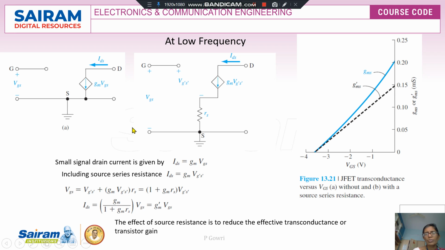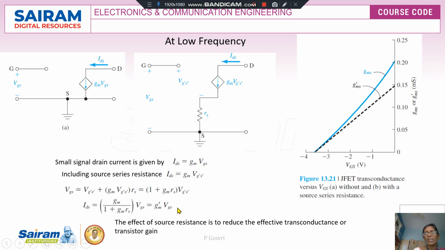When I include the source series resistance, my IDS will become Gm into Vg dash S dash. But from the second diagram, we know that VGS is equal to Vg dash S dash plus the voltage drop across RS, which is given as Gm into Vg dash into RS. So using these two equations, we can derive that IDS is equal to Gm divided by 1 plus Gm Rs into VGS, which is equal to Gm dash into VGS.